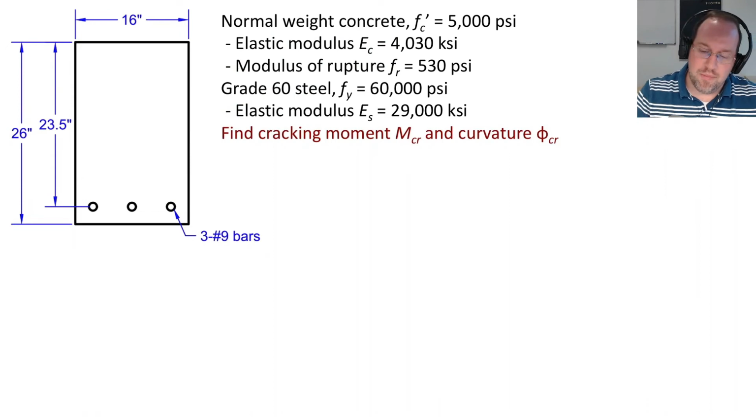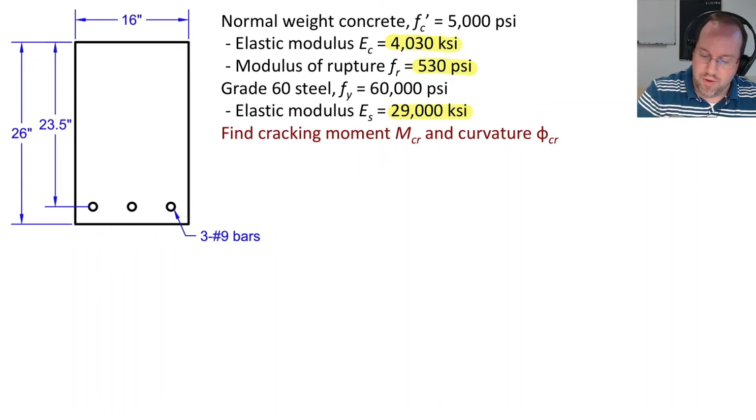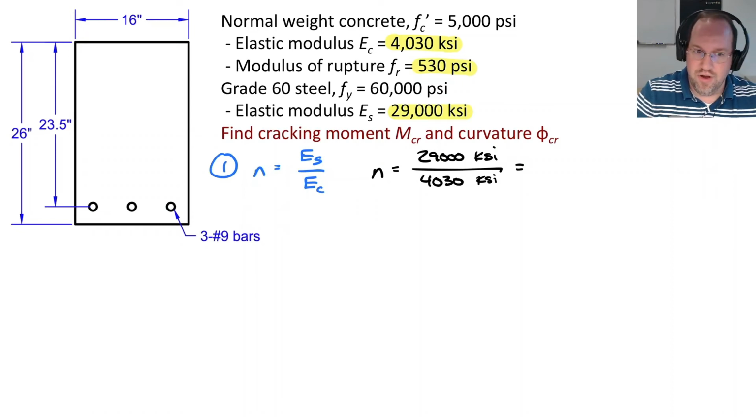So I have the same concrete section. I want to see what that difference is between my gross section and my transformed section. I already have my elastic modulus and modulus of rupture, and I'm also going to need the elastic modulus of my steel, which is always 29,000 KSI. So the first thing that I'm going to do is get my ratio N, which is ES over EC. So N in this case is 29,000 KSI for the steel and 4,030 KSI for the concrete, and this ratio is 7.2, and that's unitless.